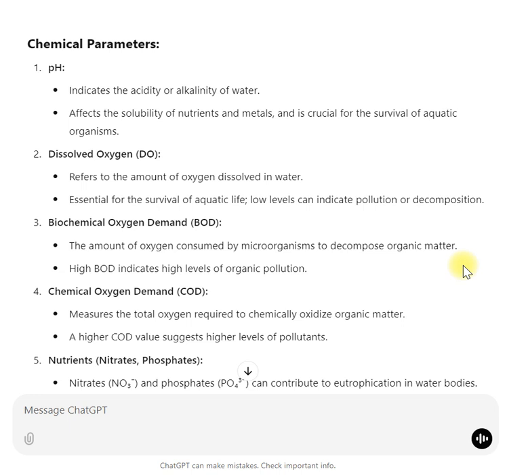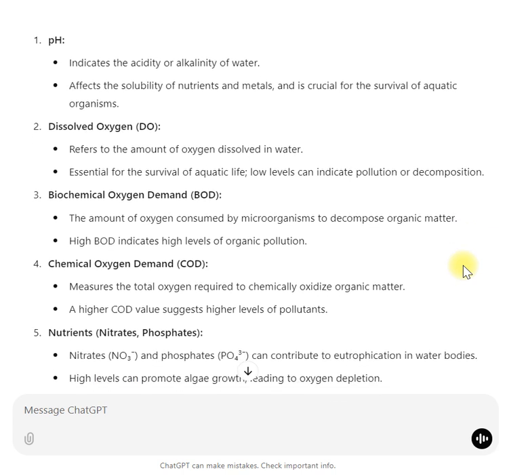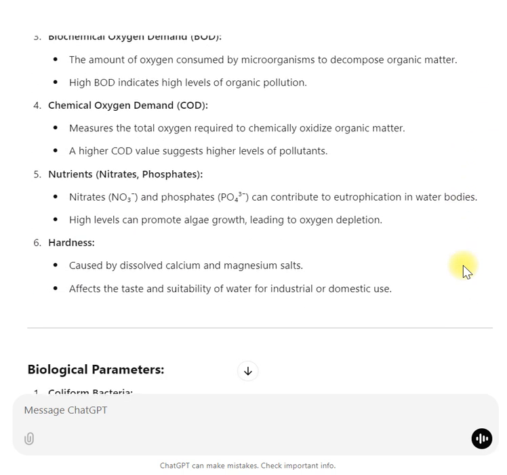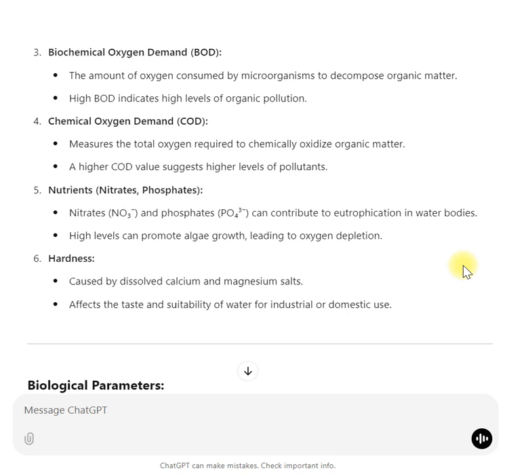3. Biochemical oxygen demand, BOD, the amount of oxygen consumed by microorganisms to decompose organic matter. High BOD indicates high levels of organic pollution. 4. Chemical oxygen demand, COD, measures the total oxygen required to chemically oxidize organic matter. A higher COD value suggests higher levels of pollutants.